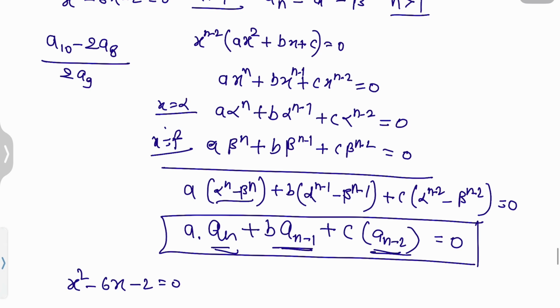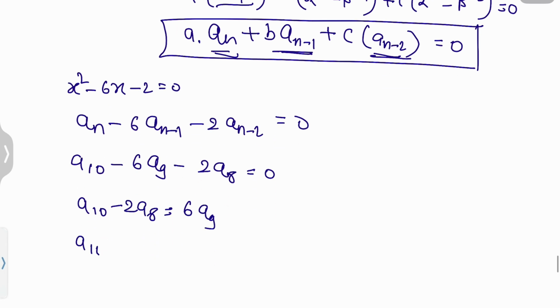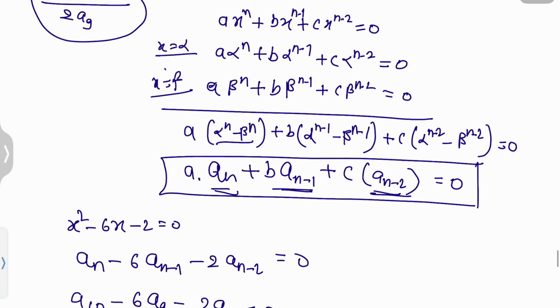According to this, given like this, now suppose you shift it to this side: a^10 minus 2 times a^8 is shifted to 6a^9. So a^10 minus 2a^8, divided by 2 times a^9. So the requirement is only 2 times a.